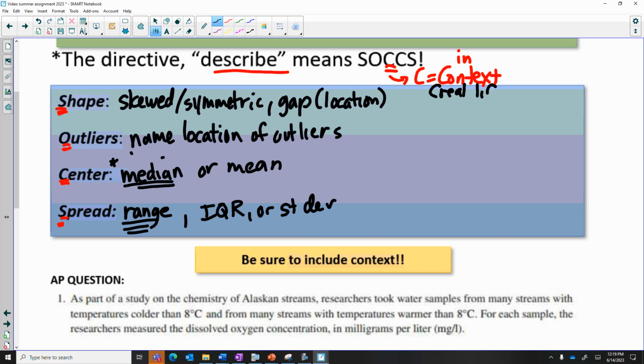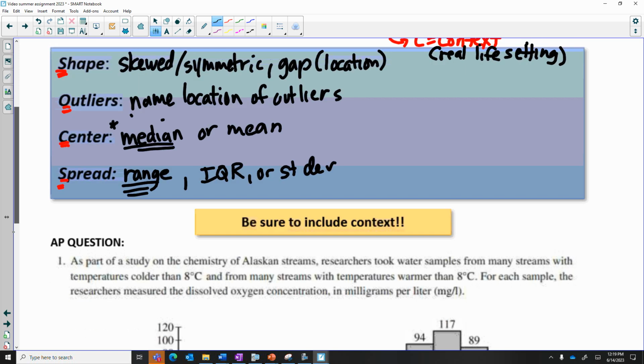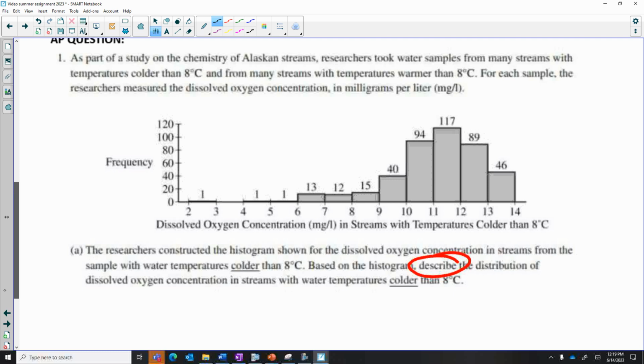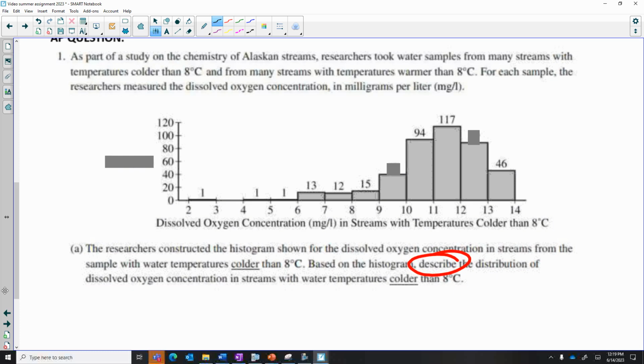So now I'm going to explain it using the question below, which is the AP question, okay? So it says, as part of a study on the chemistry of Alaskan streams, researchers took water samples from many streams with temperatures colder than 8 degrees Celsius and from streams with temperatures warmer than 8 degrees Celsius. For each temperature, the researchers measured the dissolved oxygen concentration in milligrams per liter. So this is a graph of the ones with the temperatures colder than 8 degrees Celsius. So keep that in mind.